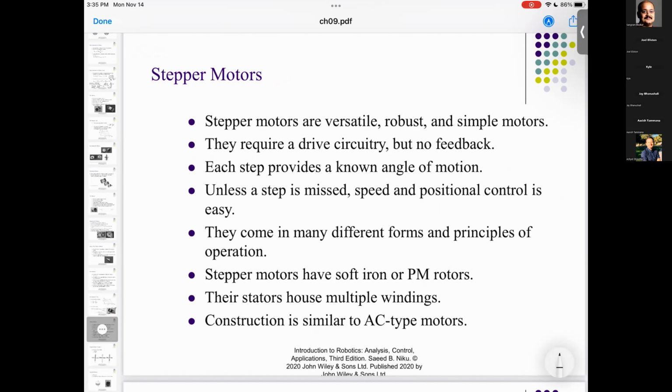In the case of stepper motors, they are inexpensive. They could be unipolar or bipolar. Construction is similar to the AC type motors. They require a drive circuitry, but they don't need any feedback. So if you go to Innovation Hub, or if you have a 3D printer, almost all 3D printers are using stepper motors.